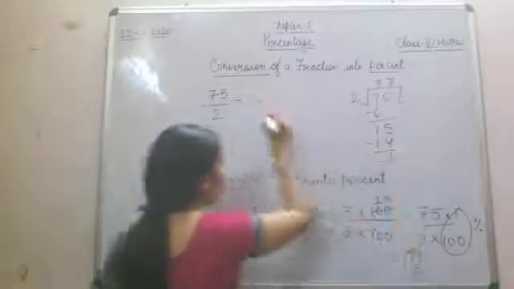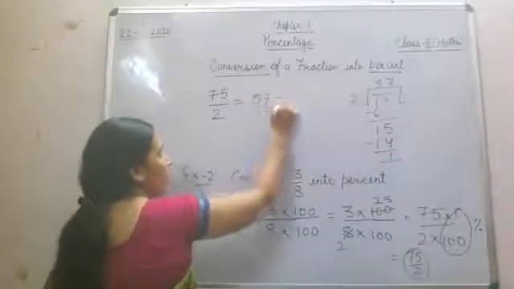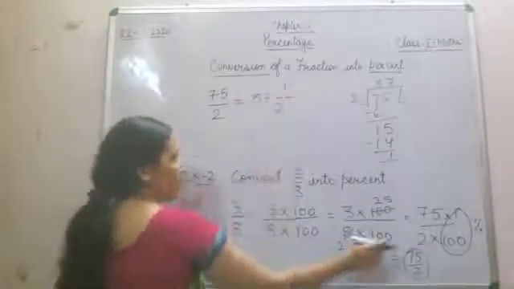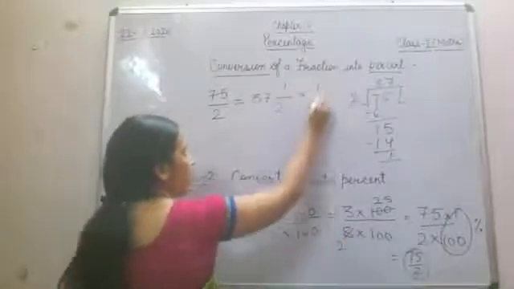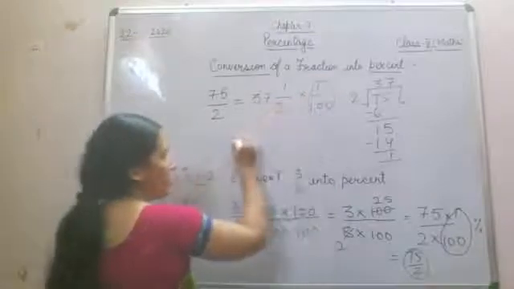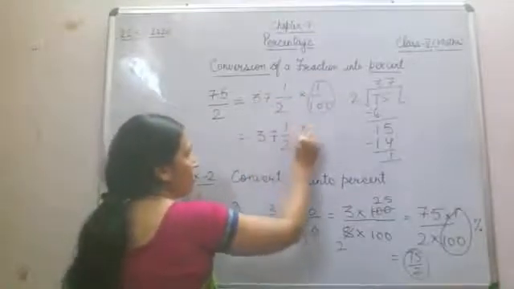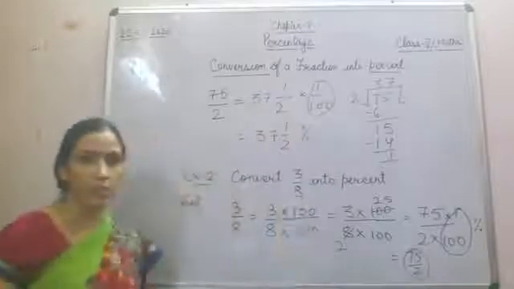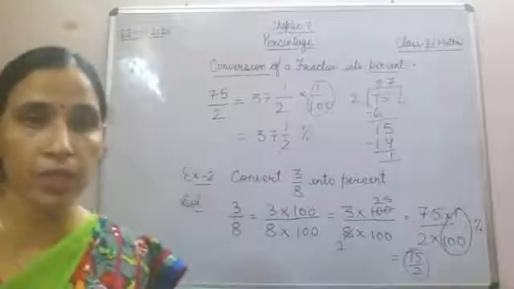Now remember the rule of QRD. 37 is Q, 1 is R and 2 is D, and this 1 by 100 will be there. Now this represents percentage only, so the answer will be 37 1 by 2%. 37 1 by 2%.